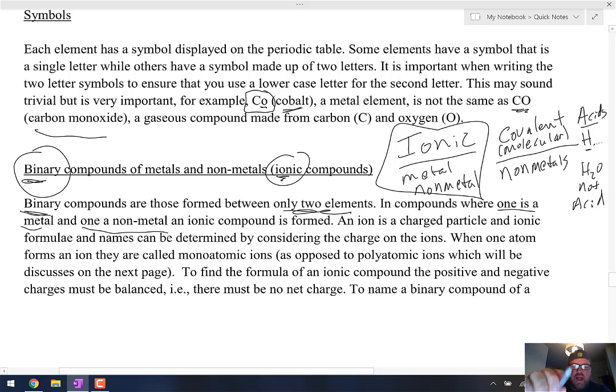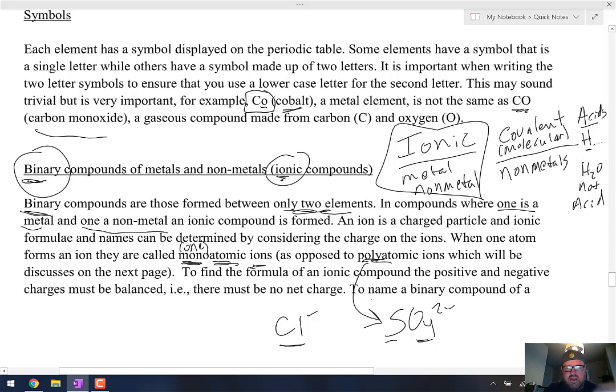Okay, so in this case, we're going to be dealing with what are called monoatomic ions. Mono means one, so that means one-atom ions. So it's an ion like Cl minus. See how that's made up of one atom? Not like SO4 2 minus. That's made up of two different elements. Those are called polyatomic ions. That's a polyatomic ion there. And we'll be discussing that here on the next page.